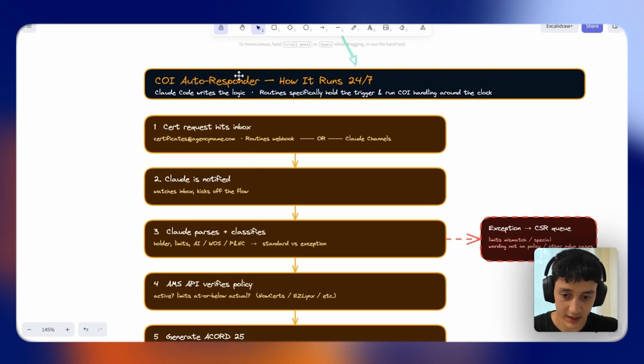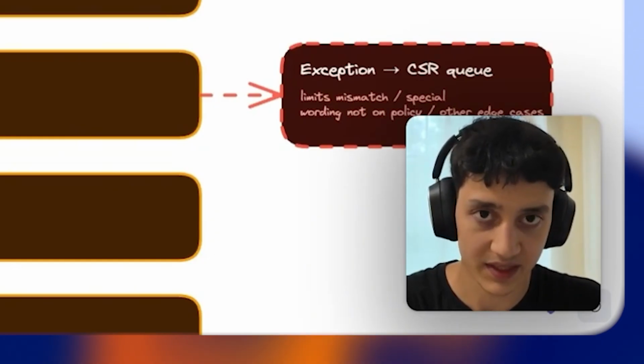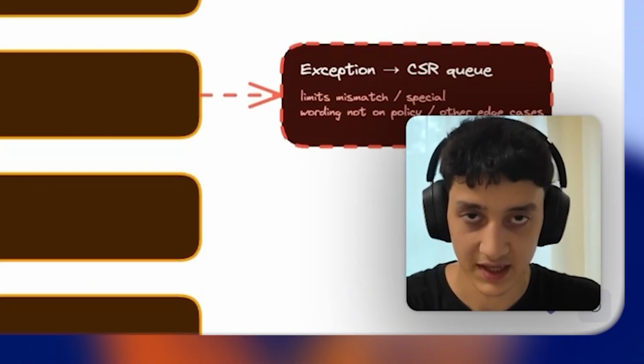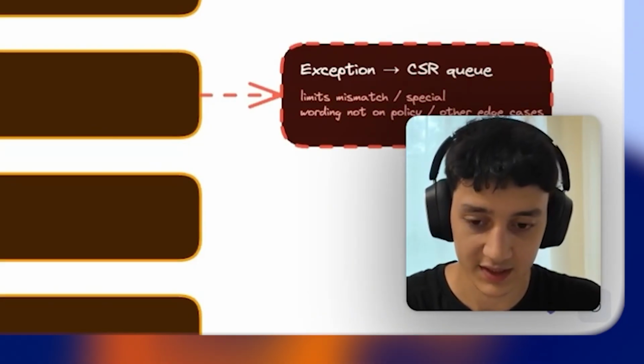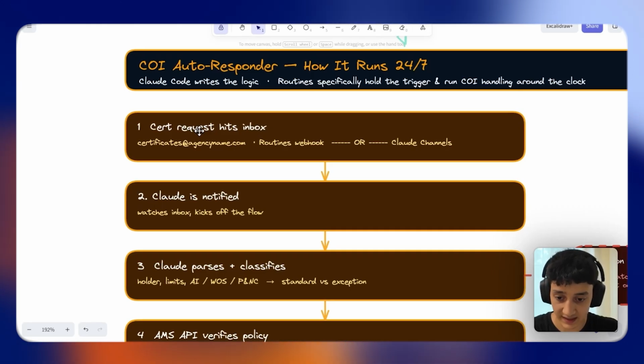And not to mention, this COI autoresponder can actually run 24/7. However, the human in the loop setup still remains. You do not want to be directly interacting and sending information to clients. You still want to be overseeing the full process. We have the certificate requests hitting the inbox.